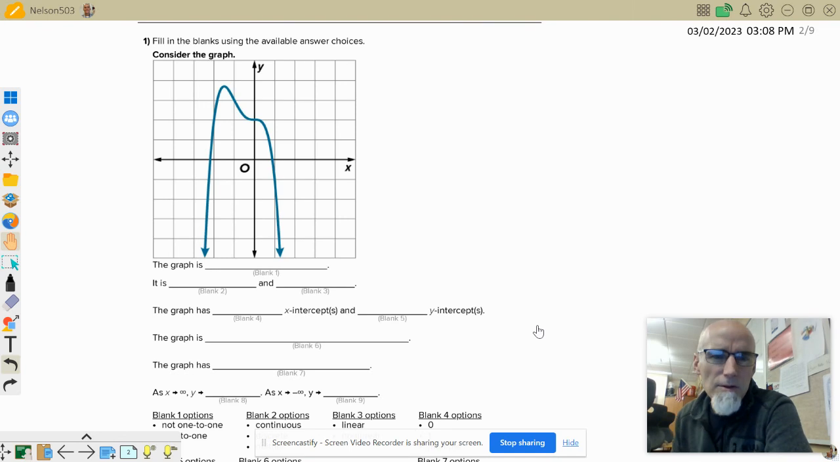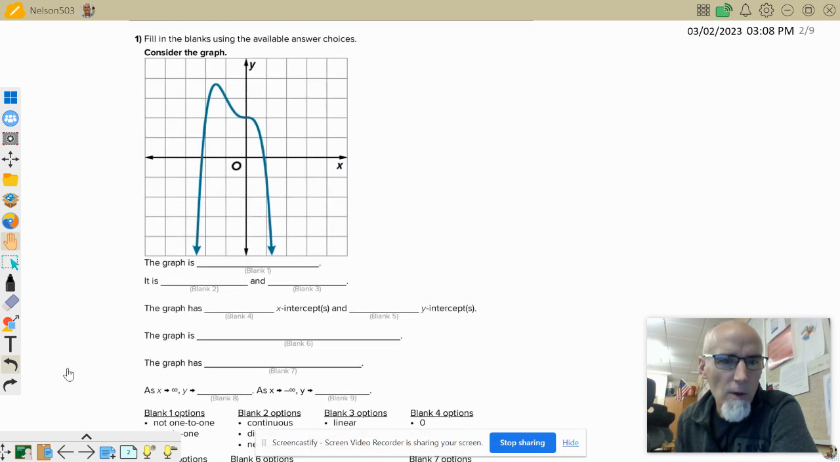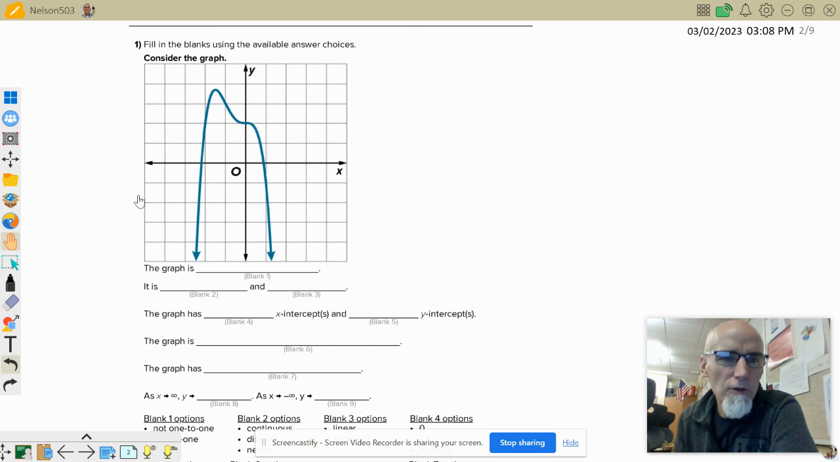Okay, here's how we're doing problem number one. It says the graph is down here, it's one-to-one or not one-to-one. Let's move that up a little bit so we can really see that. One-to-one would be when you could draw a horizontal line and it would only cross in one place. Why is that?